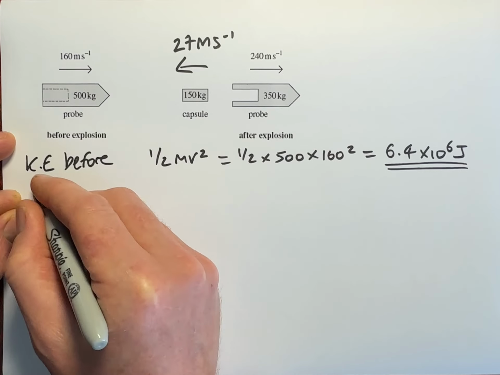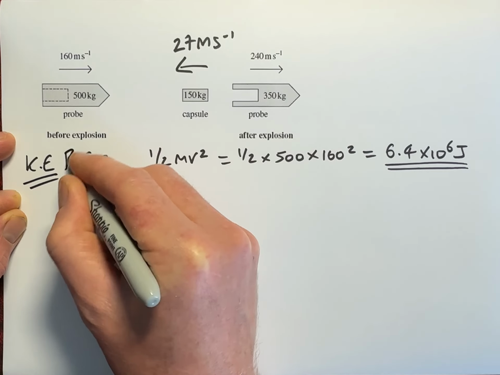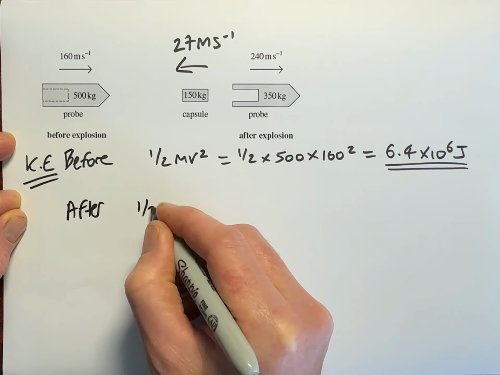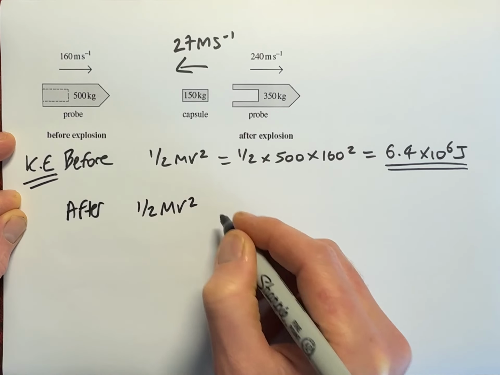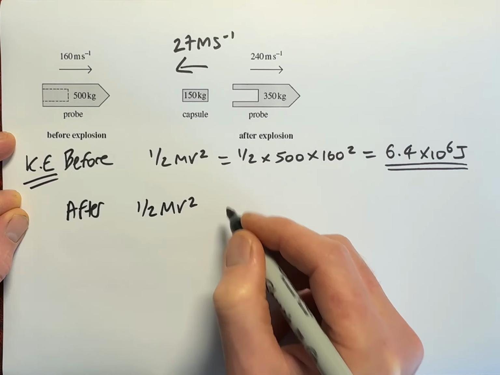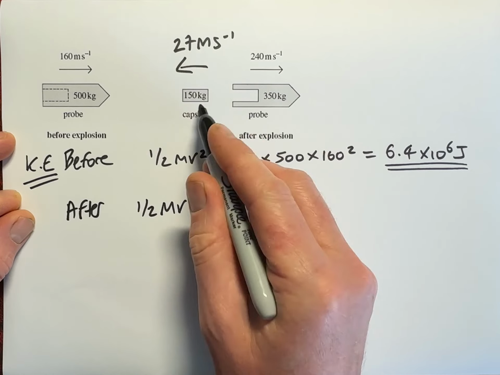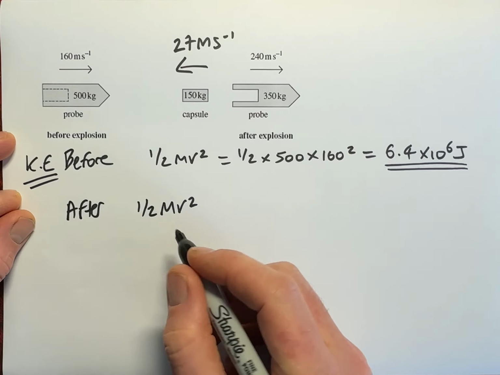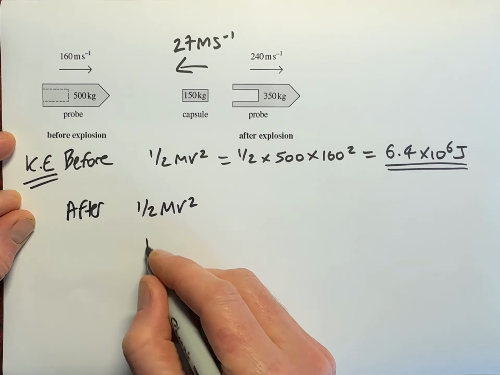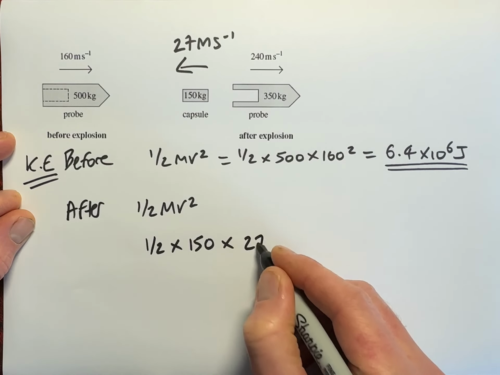Now afterwards, we've got half mv squared again, okay, but we've got to think about how we're going to do this, because we've got two objects now, both with kinetic energy. So the way we're going to do this is half times 150 times 27 squared.